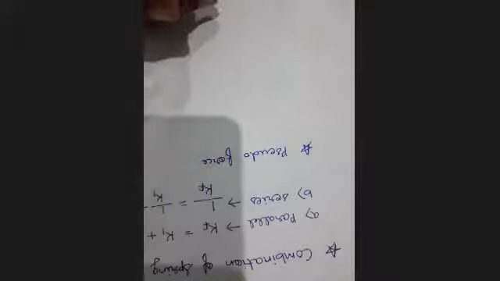The next thing is pseudo force. Pseudo force is the product of the mass of the body and the acceleration of the frame of reference. And pseudo force is also known as fictitious force.